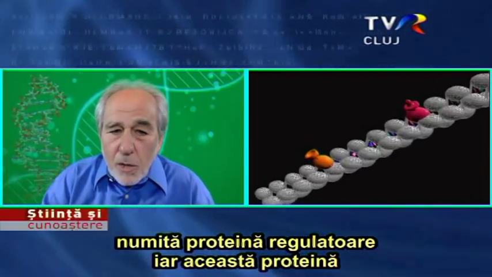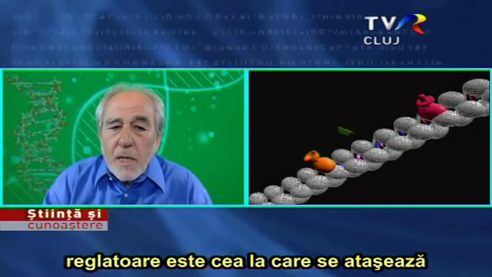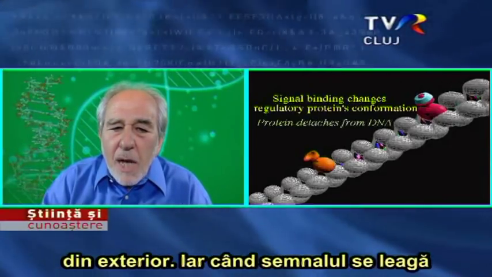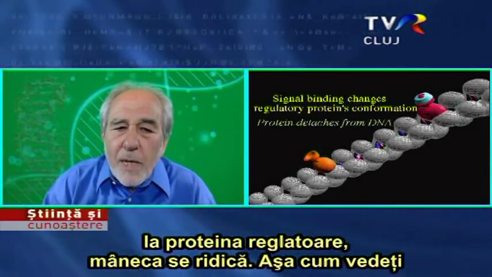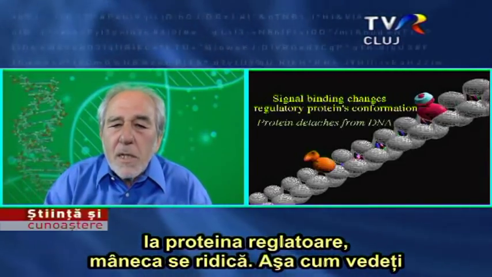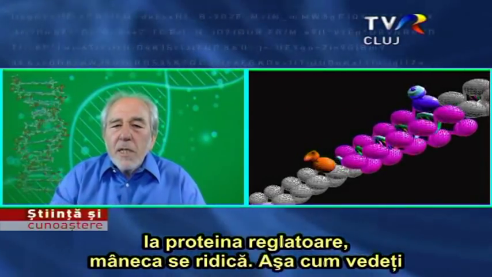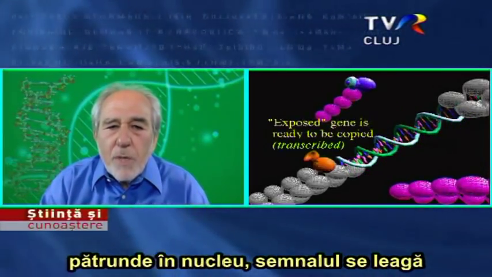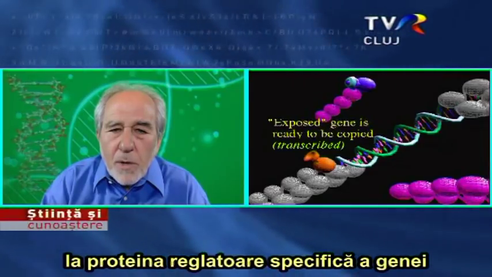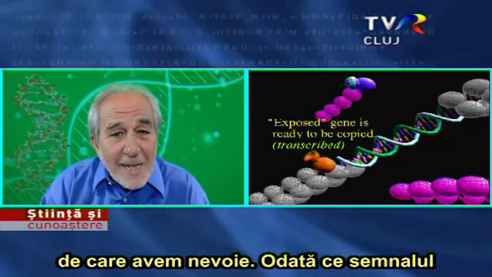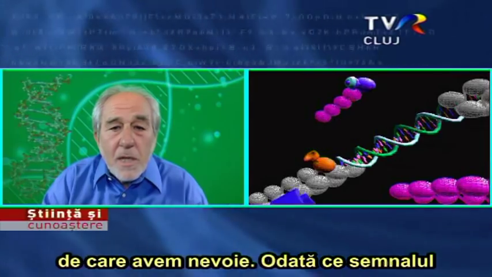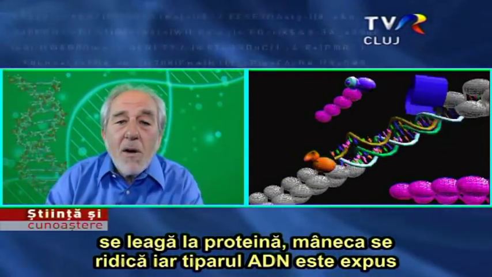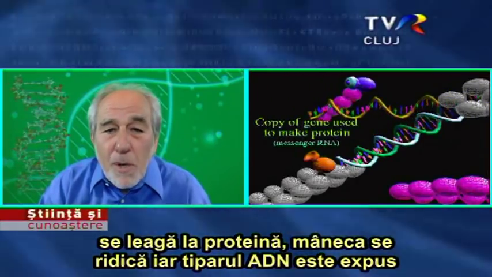And this regulatory protein is what is attached to the environmental signal when it comes in from outside. When the signal binds to the regulatory protein, it causes the sleeve to pop off. So as you can see in this video, as the signal comes in, the signal binds very specifically to the regulatory protein of the gene that we need. Once the signal binds to the protein, the sleeve pops off, and now the DNA blueprint is exposed.